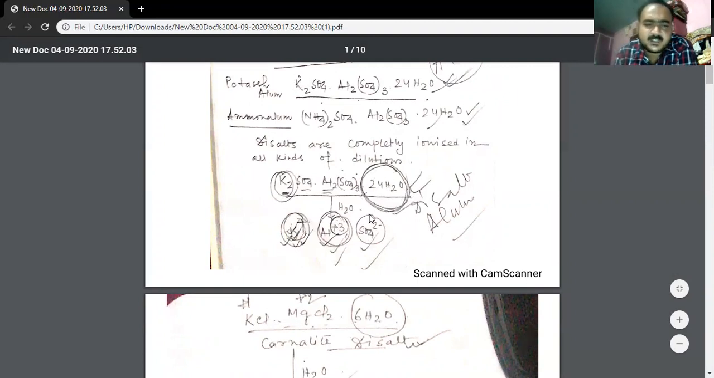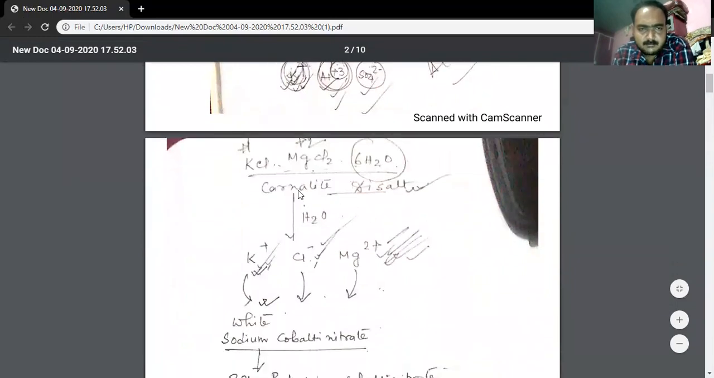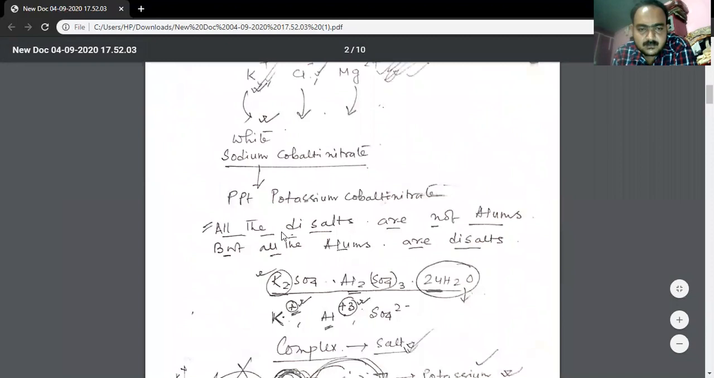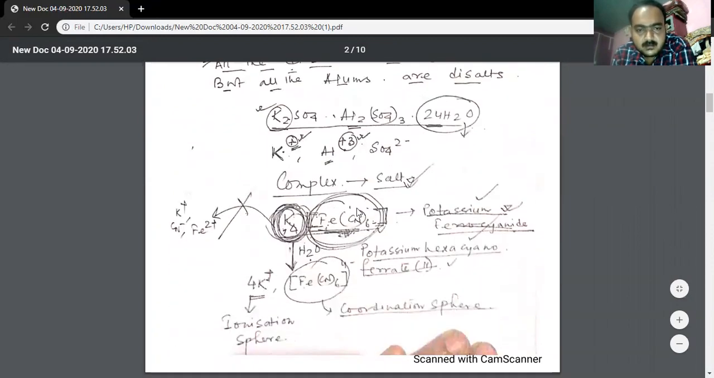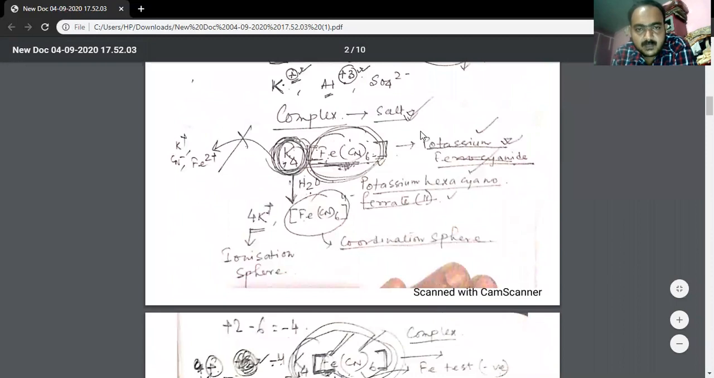So this is a special property of alum. Now this is also a double salt, but this is not an alum. So all the double salts are not alums, but all the alums are double salts. So with this, we conclude the double salt. Now, I'm going to the complex salt.